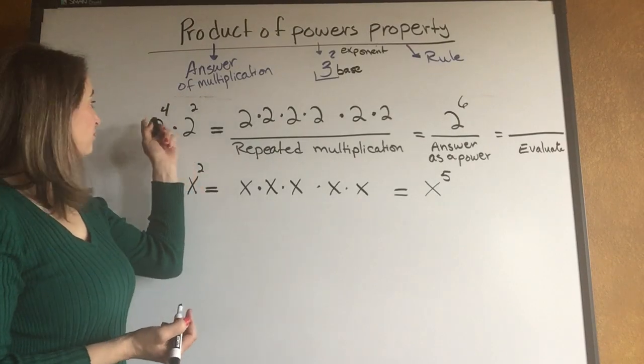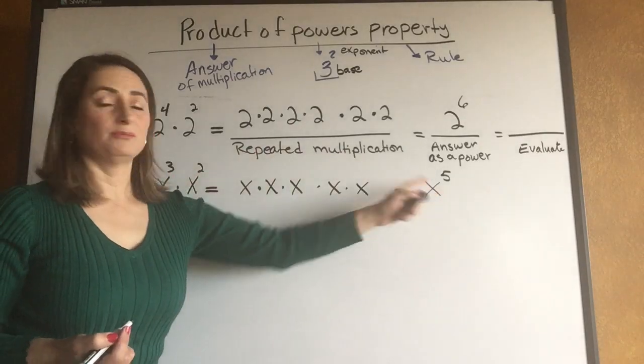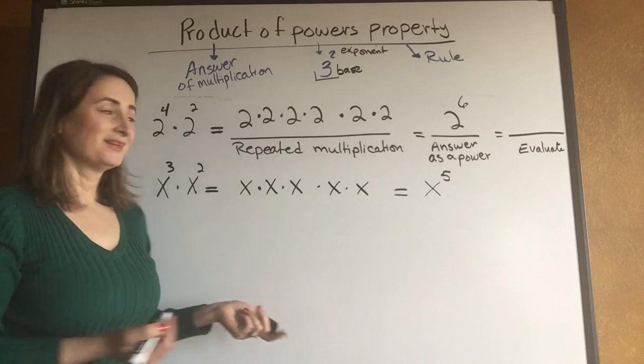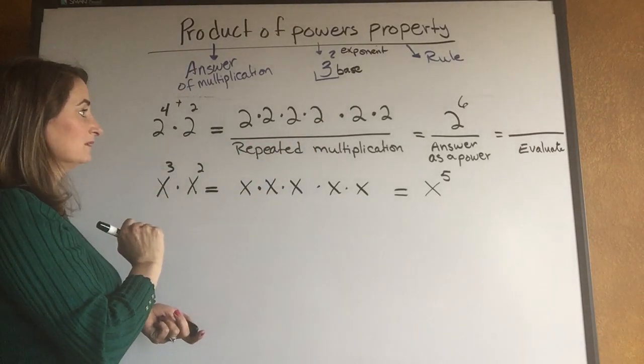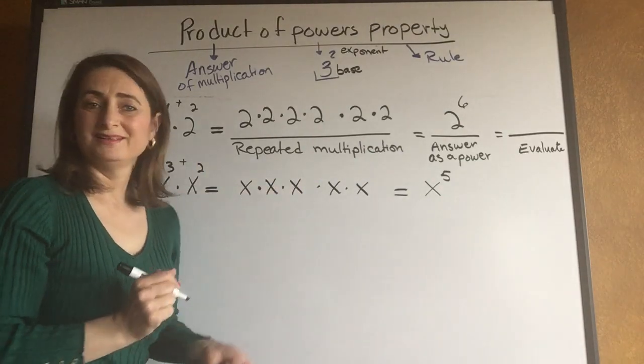Now let's see what happened to the exponents. You started with 4 and 2, you end up with 6. You started with 3 and 2, you end up with 5. So what happened to the exponents? You added them. 4 plus 2 equals 6, and that's the new exponent. 3 plus 2 is 5, and that's the new exponent.